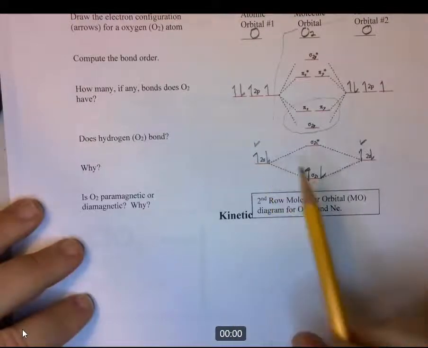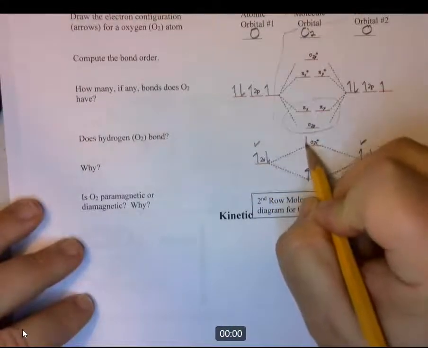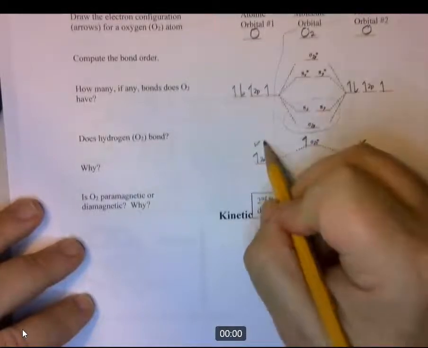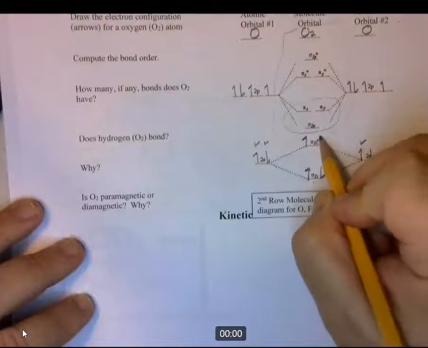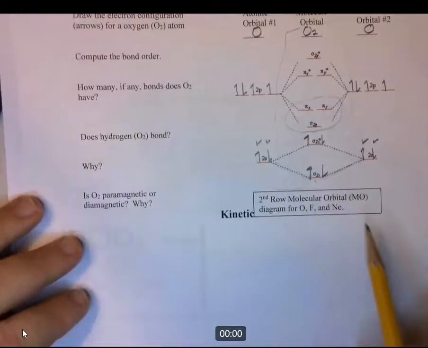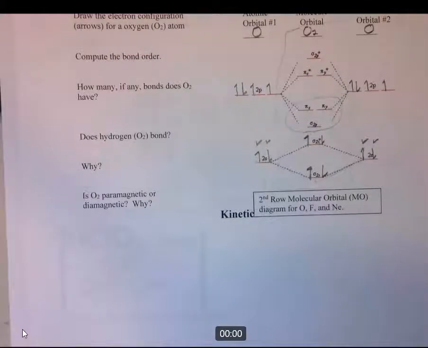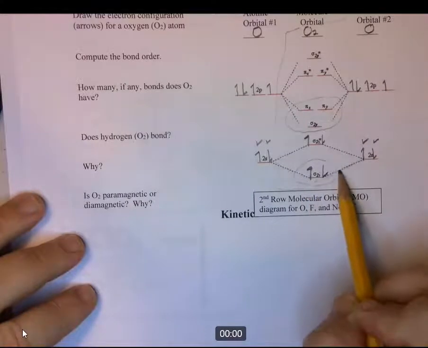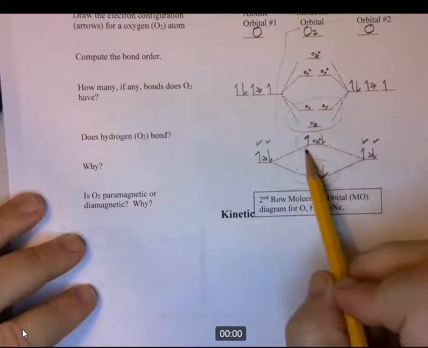So now we've got to take this guy and put him up here. Again, you can just reverse the arrows as needed. The first one will be up, the second one will be down. Check him off. And now take this one, put him down, and check him off. So now we can see the 2s orbital doesn't have anything to do with bonding, because these are called bonding orbitals and these are called anti-bonding orbitals.